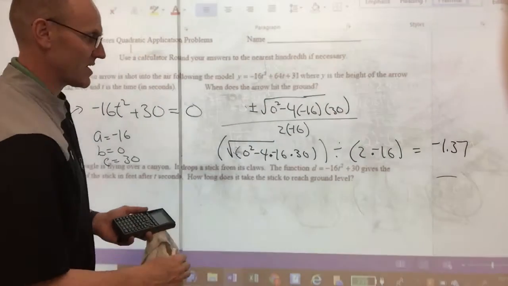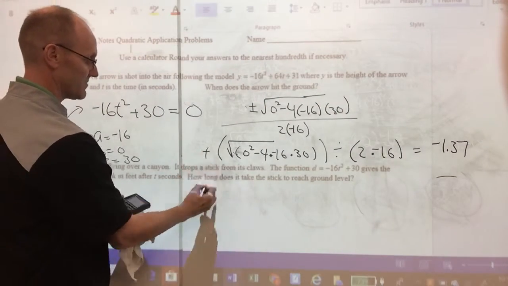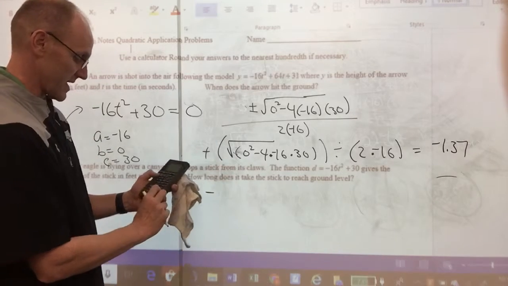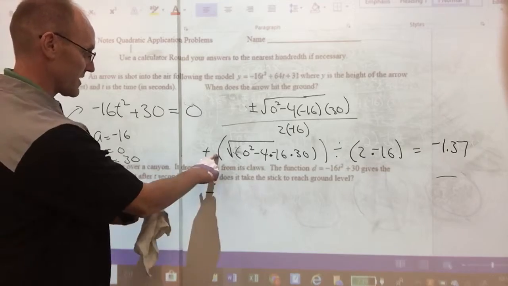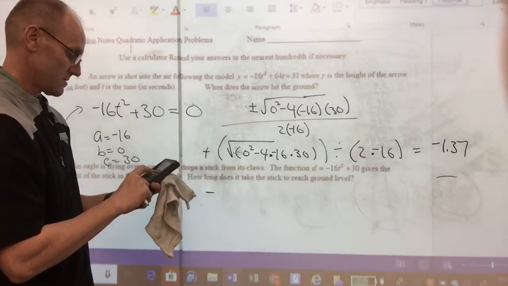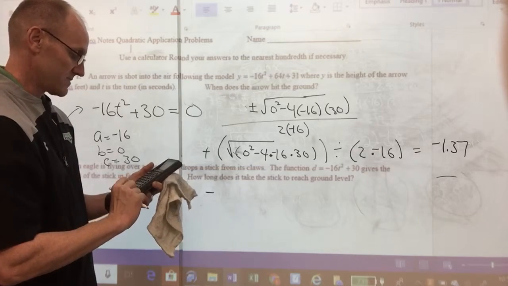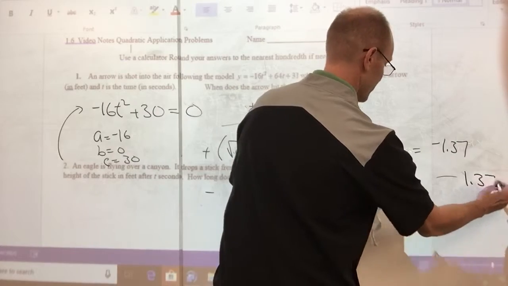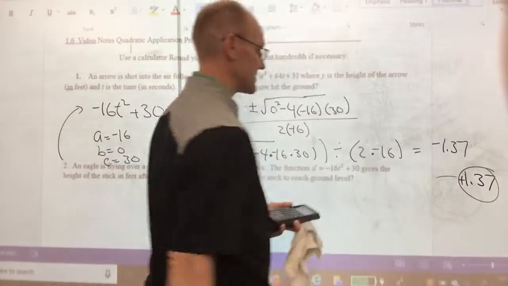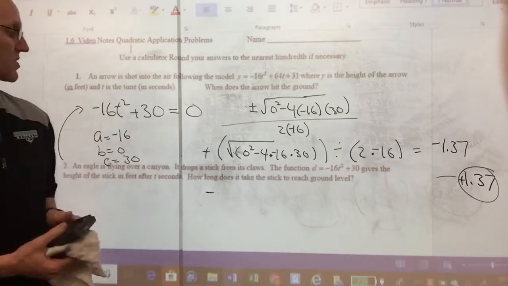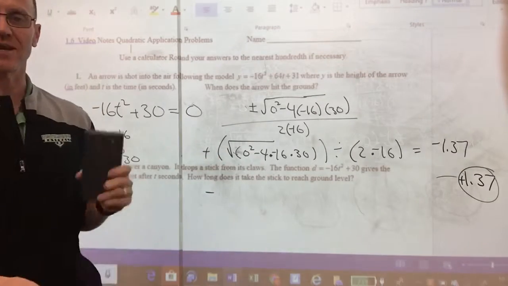I know that's probably not what I want, so I'm going to go back now. This is the positive one. I'm going to go back and take this all with a negative in front. So I'm going to hit second enter, go back and put a negative sign down in front here, for the plus or minus. And this one I get 1.37, and that would be the time it takes the stick to reach the ground. All right, so once again, the main thing is putting your parentheses in the right spot and entering it in your calculator at once.